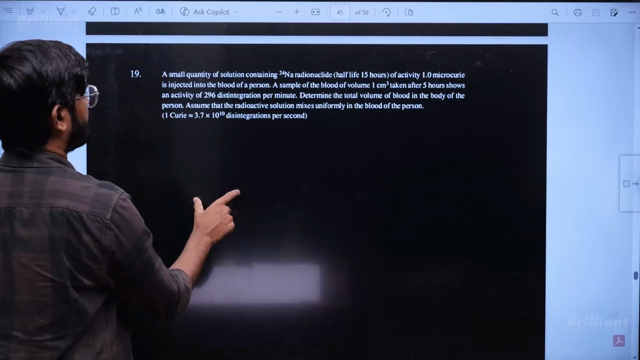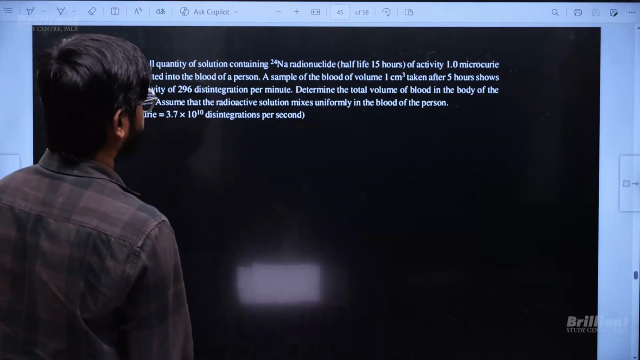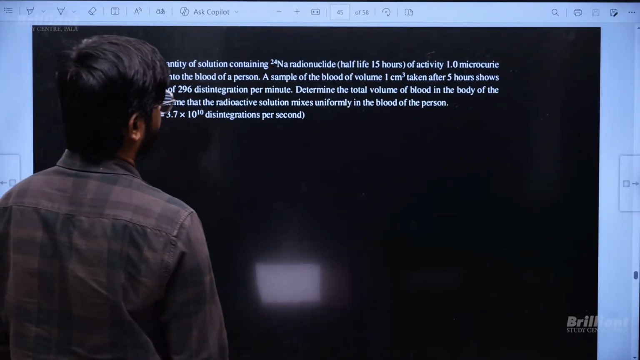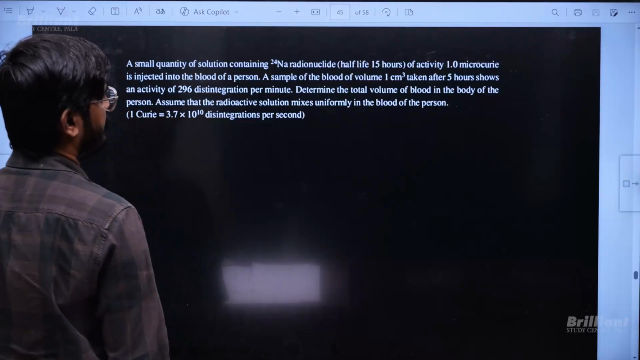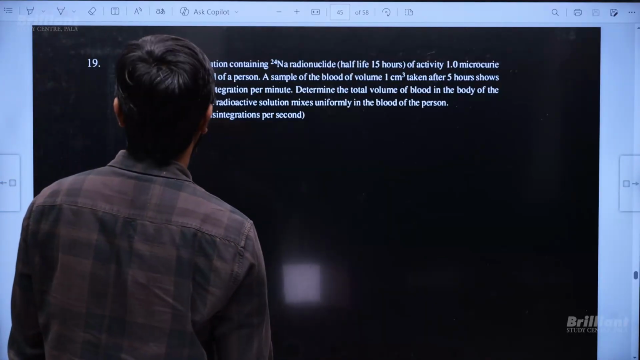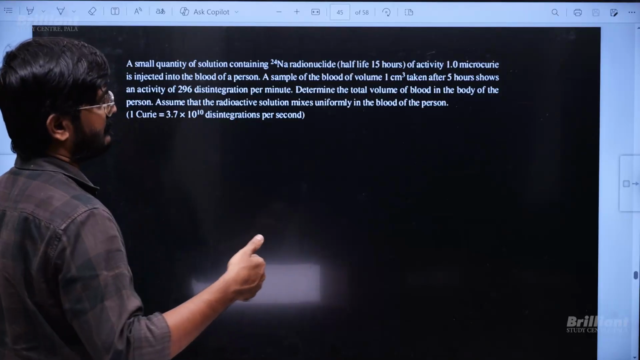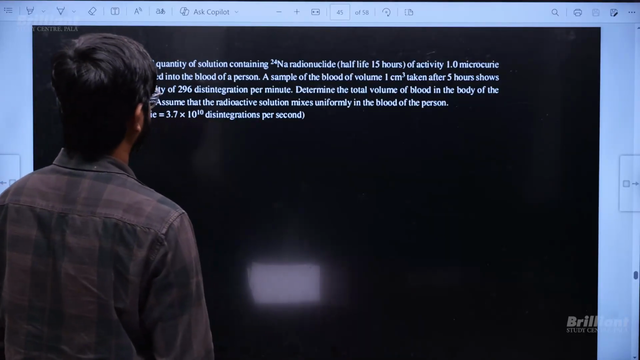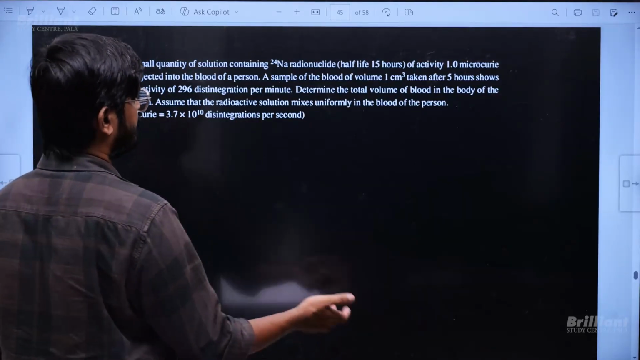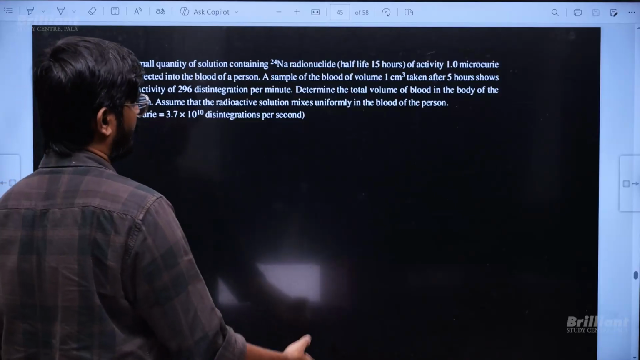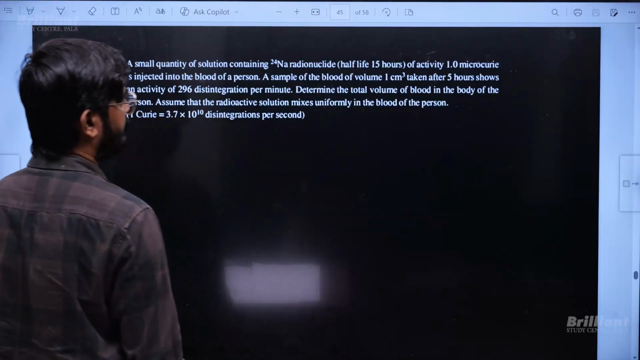A small quantity of solution containing sodium radionuclide, half-life is 15 hours and activity is 1 microcurie, is injected into the blood. A sample of the blood of volume 1 centimeter cube is taken out after 5 hours, and you are measuring the activity. Based on this, they were asking you to judge how much is the volume of the blood in the person.